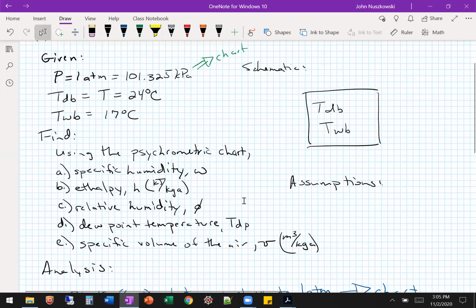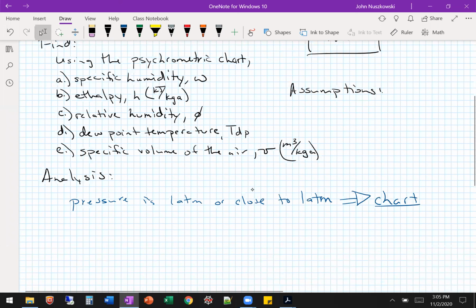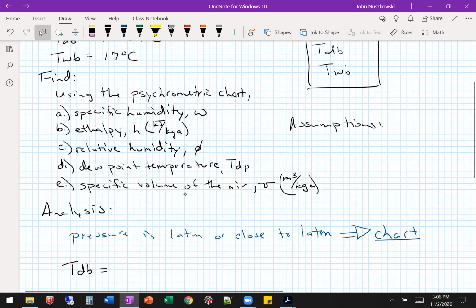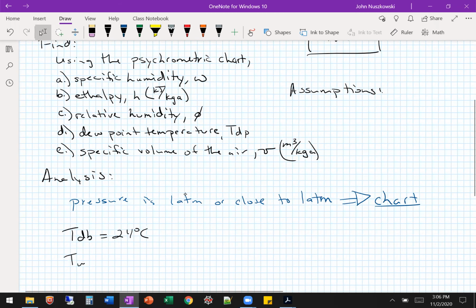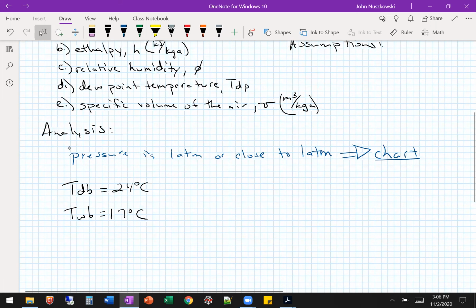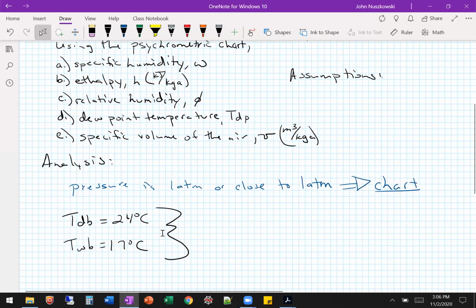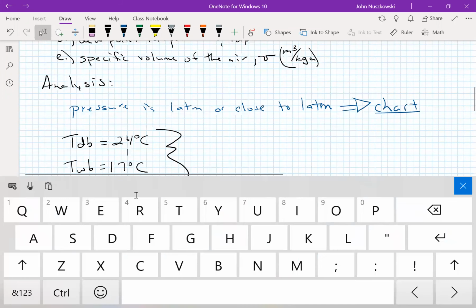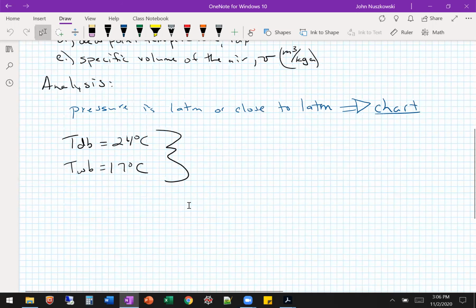The other thing is we have dry bulb and wet bulb. Dry bulb, we said, was 24 degrees Celsius, and wet bulb was 17. That's enough on this chart to draw a point. This makes basically two lines intersect into a point, having those two properties. That would fix our state for humidity, so we can get all these other properties above from these two things. All right, so let's go to the chart.